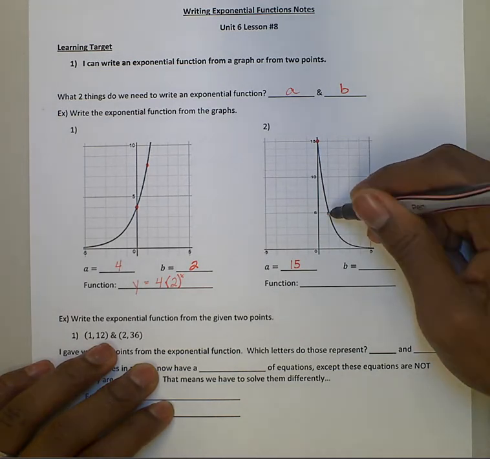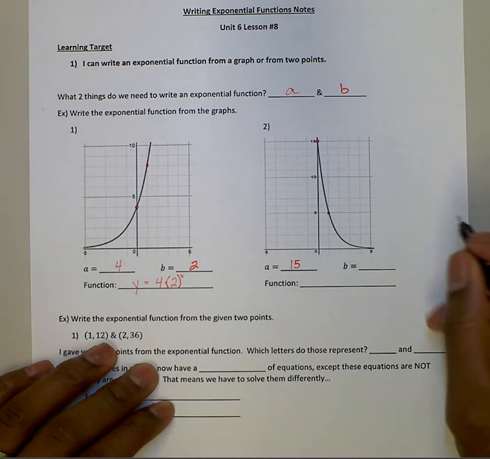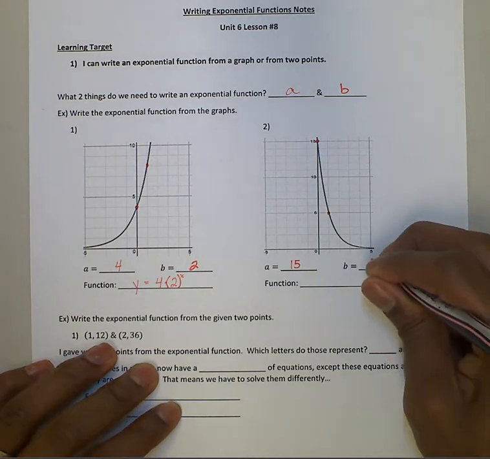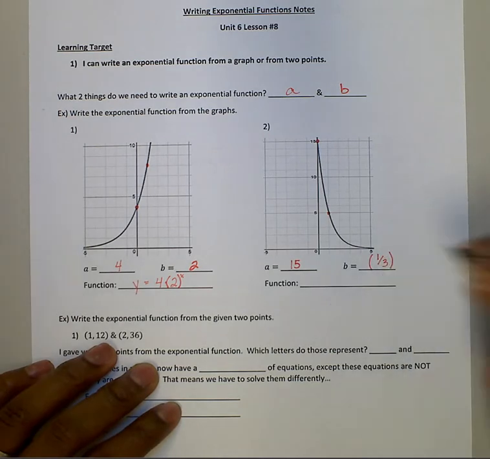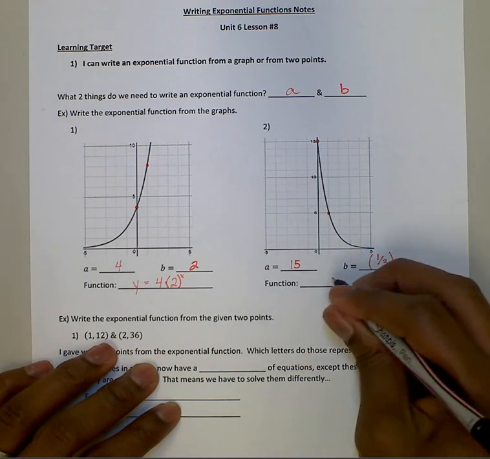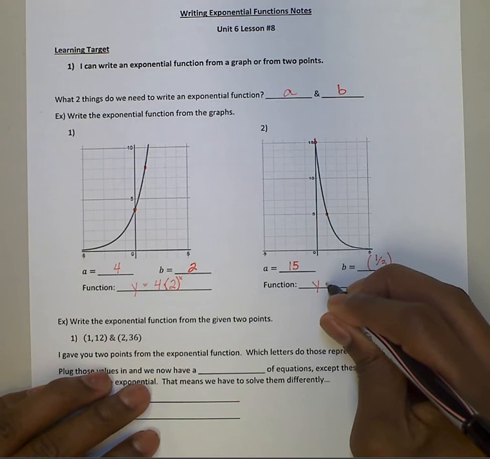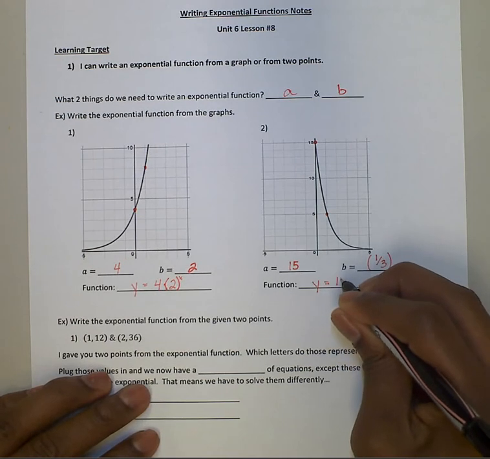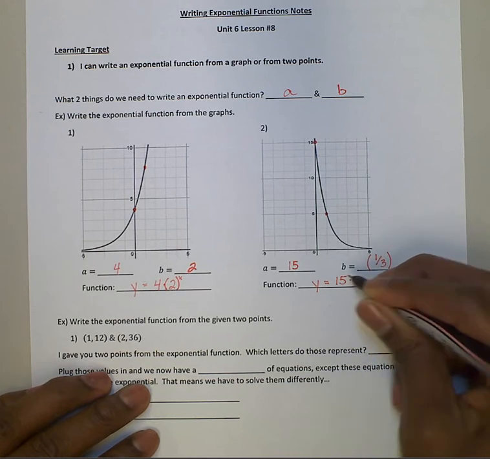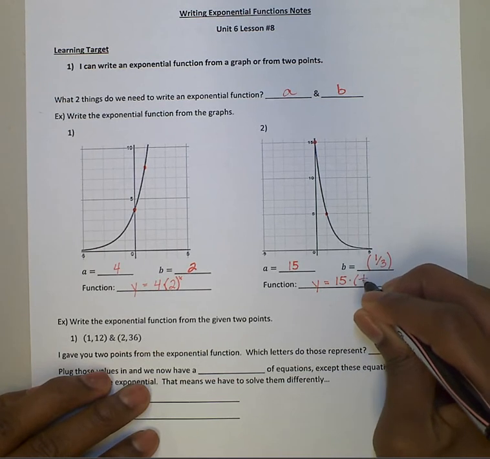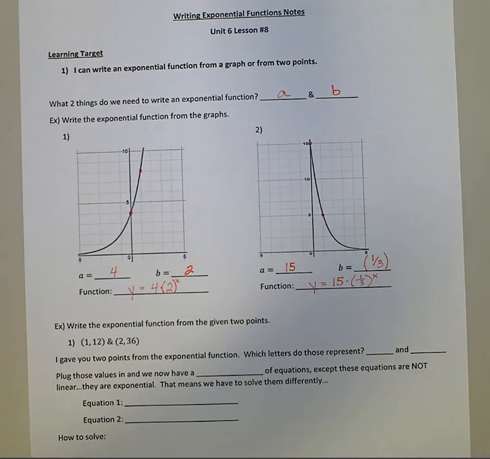Remember, division and multiplication are about the same thing. Divide by 3 is the same as multiply by 1/3. So in this case, multiplying by 1/3, dividing by 3. I put in multiplication because that's how you put it in your function. So our function should be y equals 15 times 1/3 to the x.